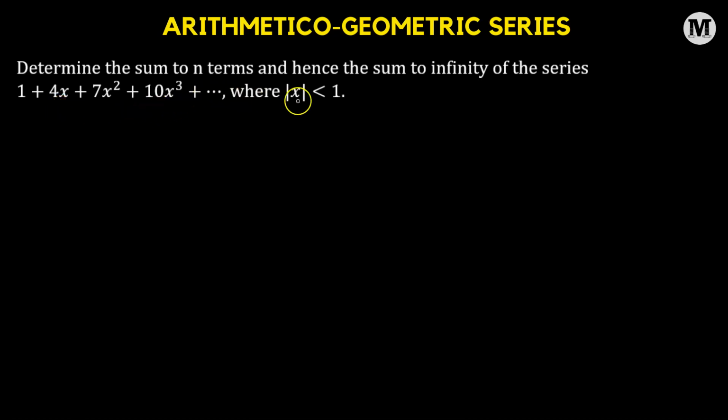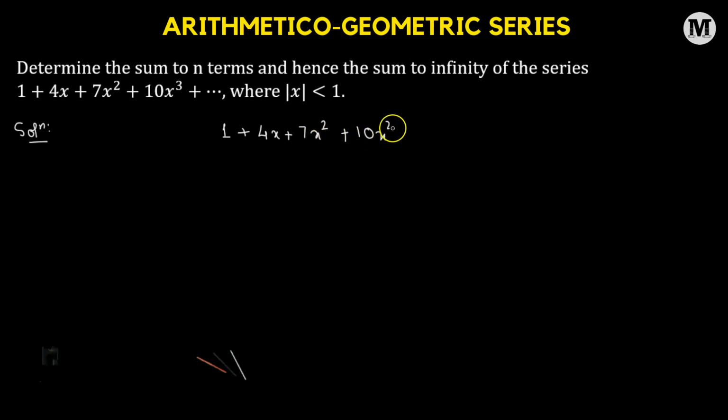Determine the sum to n terms and hence the sum to infinity of the following series with the condition that the absolute value of x is less than 1. Okay, let us begin. Now here we have a series given by 1, so that's the first term, followed by 4x, then we have 7x squared plus 10x cubed.